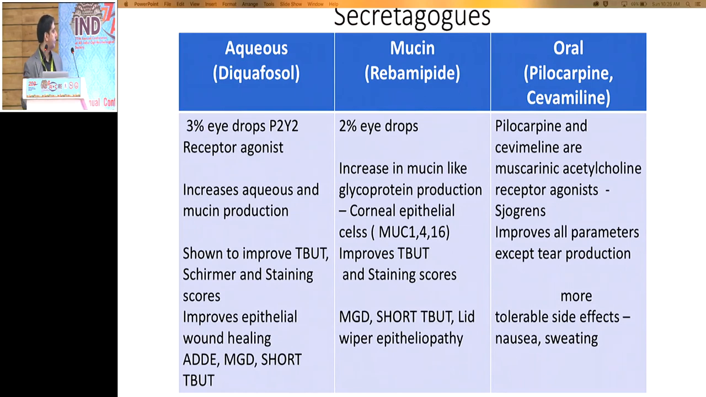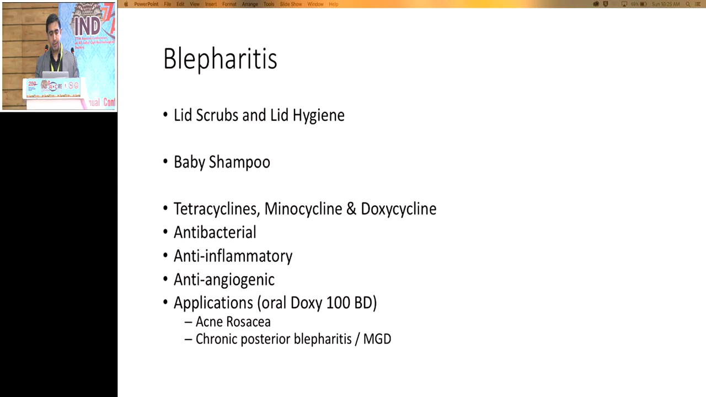But pilocarpine we are using in Sjogren's syndrome. Basically, these are muscarinic acetylcholine receptor agonists, and it improves parameters except for the Schirmer's as such. However, you have to be careful of the side effects, which include nausea, sweating, excess salivation from the mouth, excessive urination. So you have to tell the patient. So basically, these side effects you have to be a little careful of when you're prescribing it to your patients.